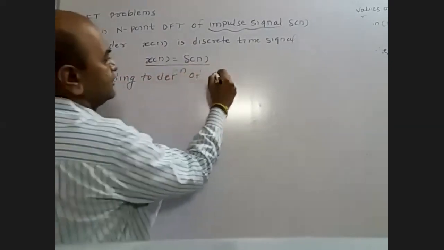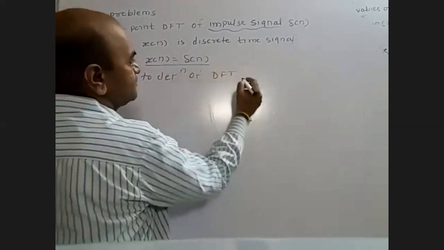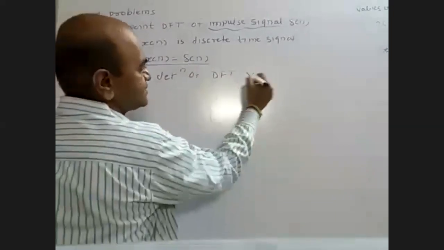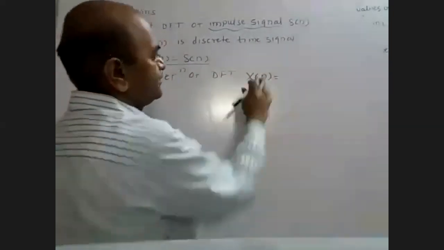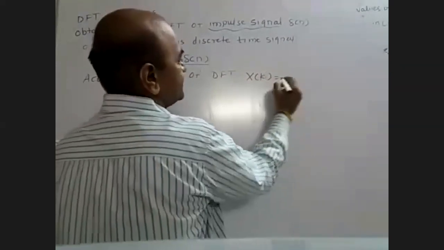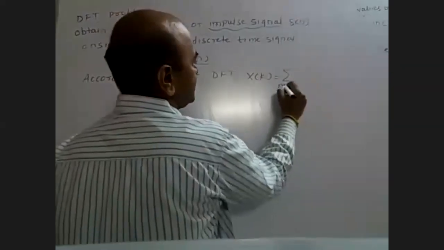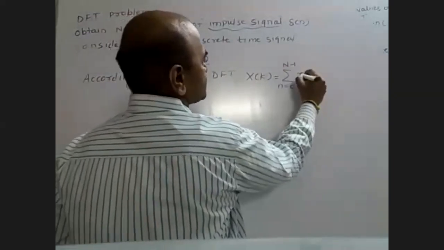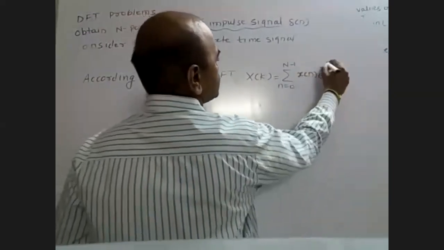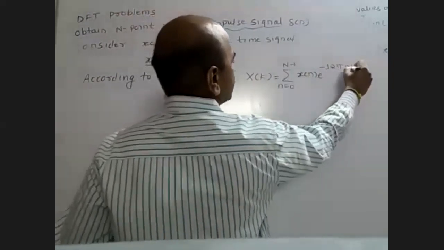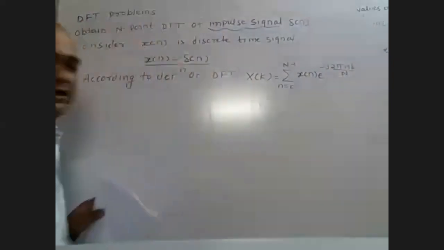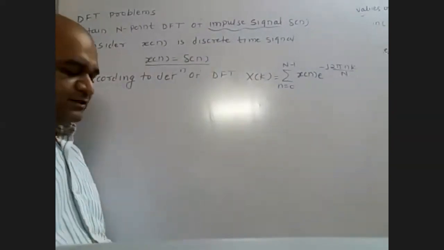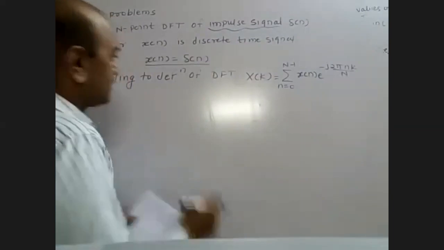the definition of the discrete Fourier transform, what does the definition say? X of k is equal to the summation of n equal to 0 to N minus 1 of x of n e raised to minus j 2 pi n k by N. Okay, this is the definition. Now, as per this definition, we are solving our problem.